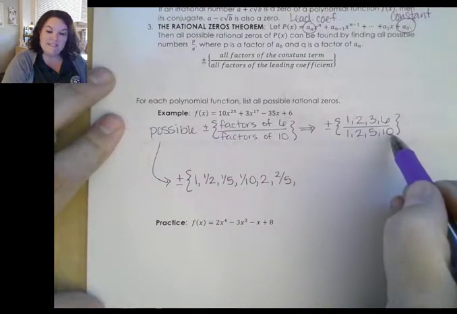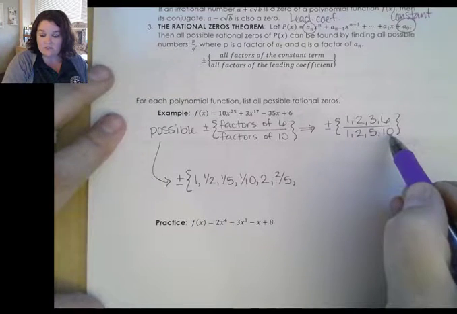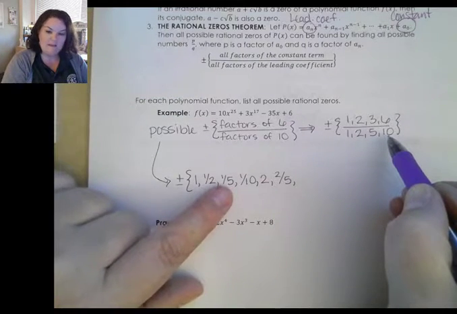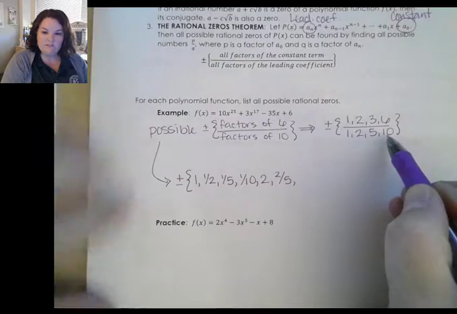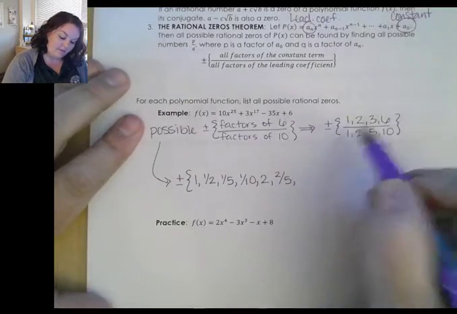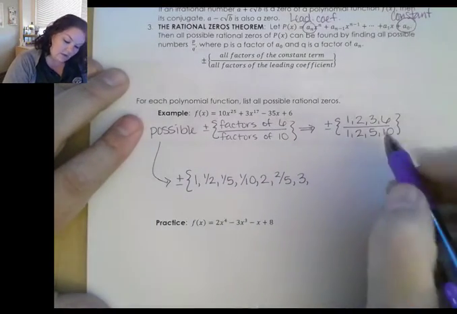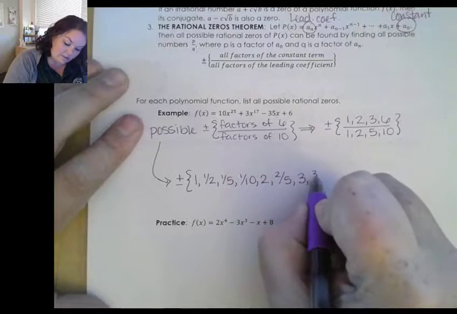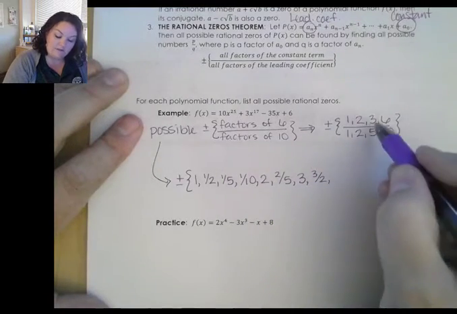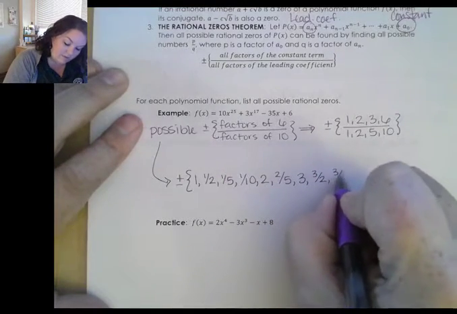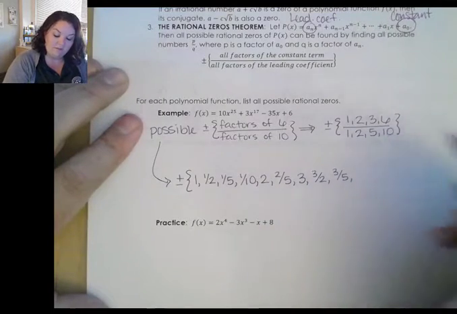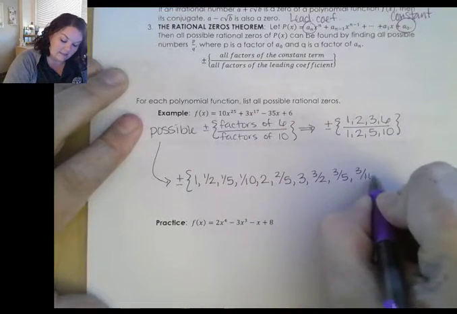And 2 divided by 10 actually reduces, 2 over 10 reduces to 1/5, and we already have that. So now I'm going to move on to 3. 3 divided by 1 is 3. 3 divided by 2 is 3/2. 3 divided by 5 is 3/5. And 3 divided by 10 is 3/10.